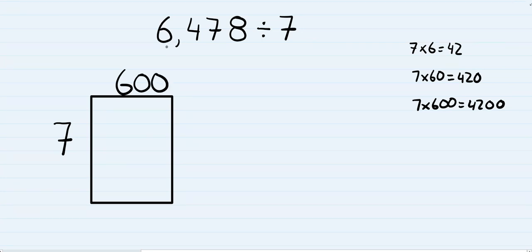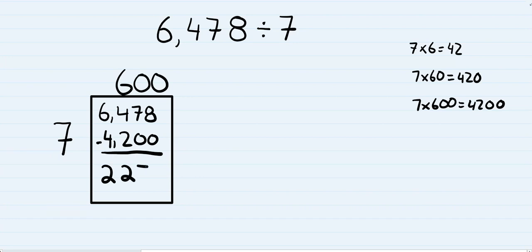And great, now I'm going to continually subtract from my dividend. So I'm going to put 6,478 here. And I'm going to subtract 600 times 7, which is 4,200. Okay, this works out nicely. There's nothing to carry. 2, 2, 7, 8.